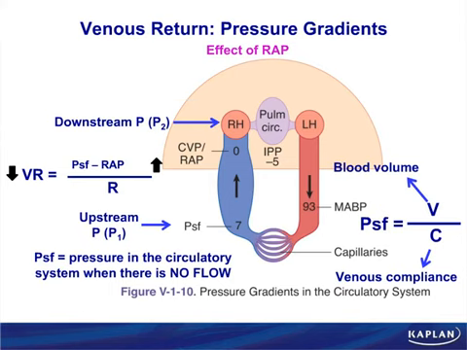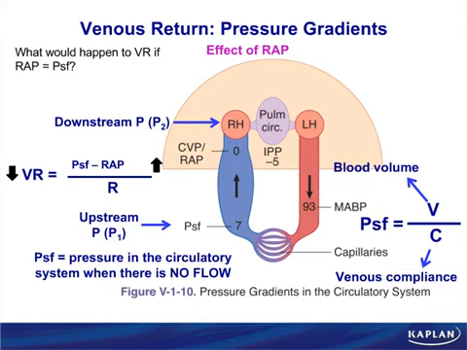Let me ask you this. What would happen to venous return if right atrial pressure became equal to mean systemic filling pressure? Hopefully you said venous return would go to 0. Because if PSF and right atrial pressure are the same, there's no pressure gradient, therefore there is no flow. So no venous return.